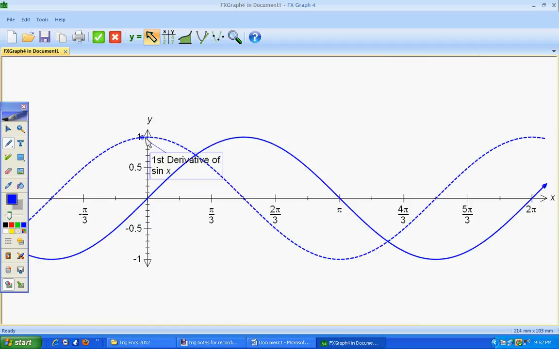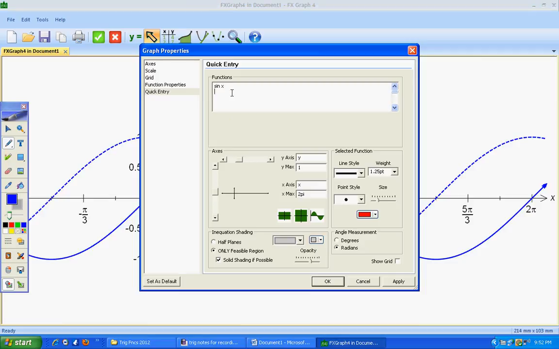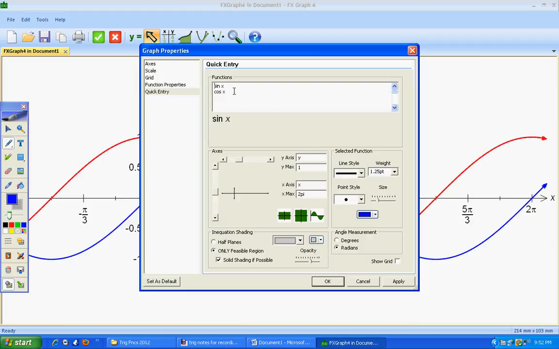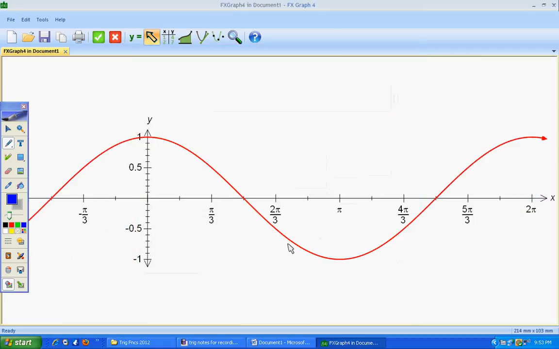Now, if you have a look at that curve, which is telling me it's the first derivative of sine of x, that would actually be cos of x. Okay, so that's interesting. That shows me the graph of it. And if I graph cos of x, it should go right over the top of that derivative there. So that shows you that the derivative of sine of x is cos of x.